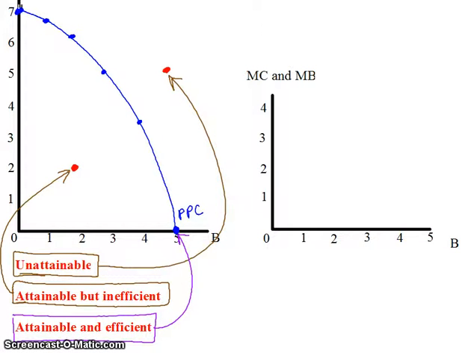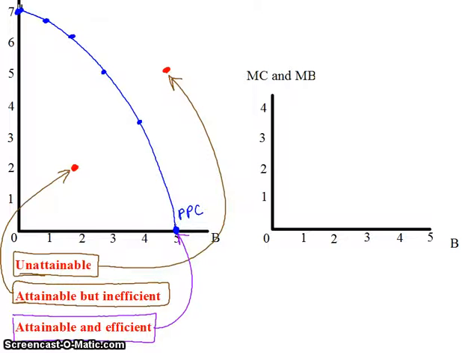On this econ podcast, we're going to continue with the production possibilities curve. We finished in the last video by graphing the production possibilities curve and identifying three areas created by that curve: the area that was attainable but inefficient, the area that was unattainable, and then the curve itself, which was attainable and efficient. That's where we left off on the last podcast.